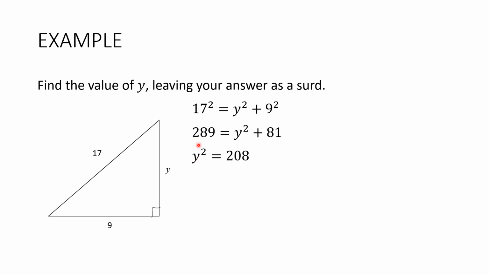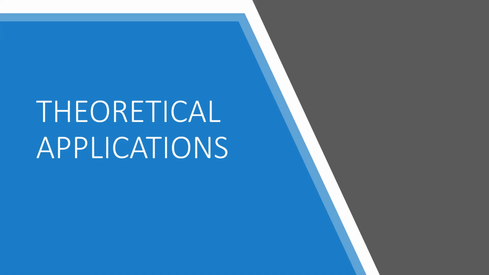Finally, let's get rid of this square. Do the square root of both sides. y is equal to the square root of 208, and that's where we're going to leave it. Okay, so that's it for this video. In our last video for this topic, we're going to look at practical applications of Pythagoras' theorem.